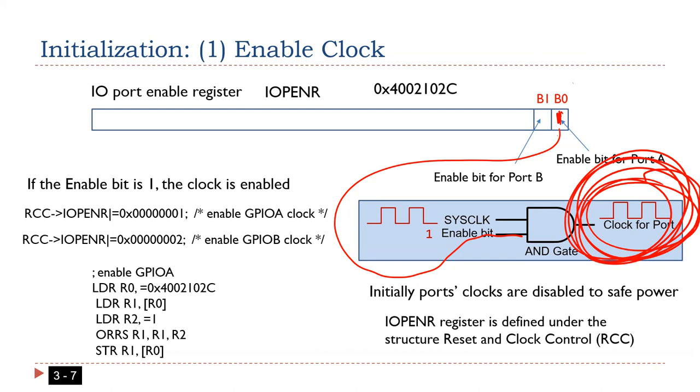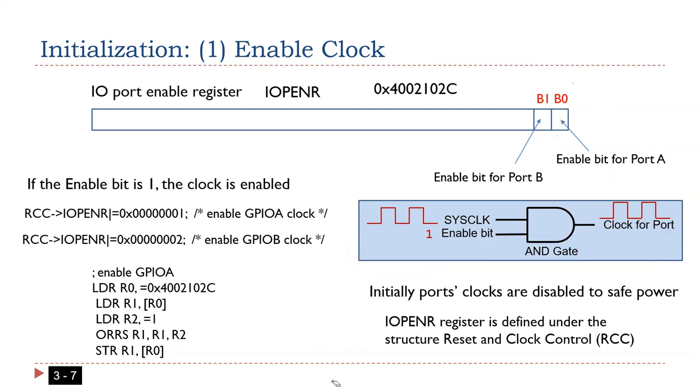So to make it very simple, if you want to use port A, you have to make sure this one is one. If you want to enable it, if you want to use port B, you have to put it here. If you want to use both, you can actually put one, one. So now you can enable both of them. Any questions?